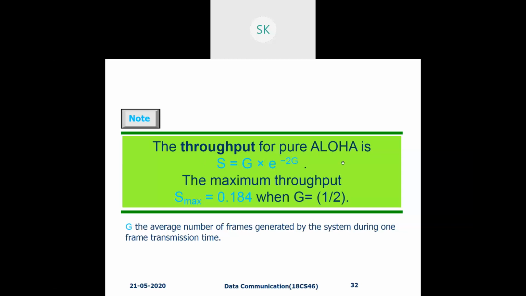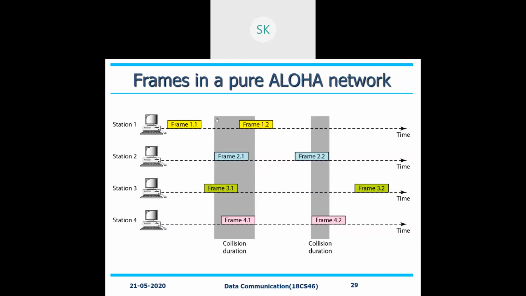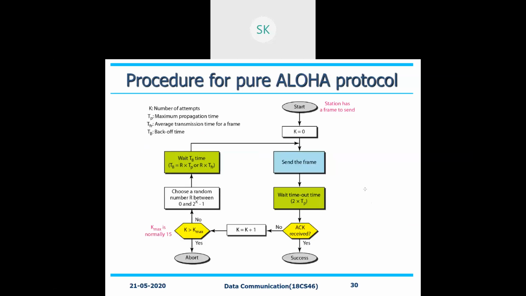I may transmit n number of packets, n number of data bits, in the same channel. Out of that, how many have survived? Say, for example, with respect to the previous example itself: station 1 is sending frames 1.1 and 1.2, station 2 is sending 2.1, 2.2, station 3, 3.1, 3.2, and similarly station 4, 4.1, 4.2. Each station is sending two frames, and there are four stations, so totally 8 frames. Out of these 8 frames, only 2 frames survive, that is frame 1.1 and frame 3.2. So throughput is only 2. This is what throughput is all about.